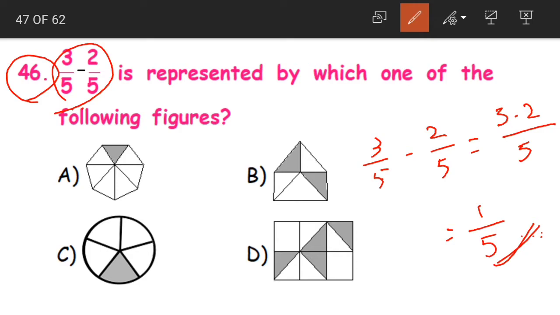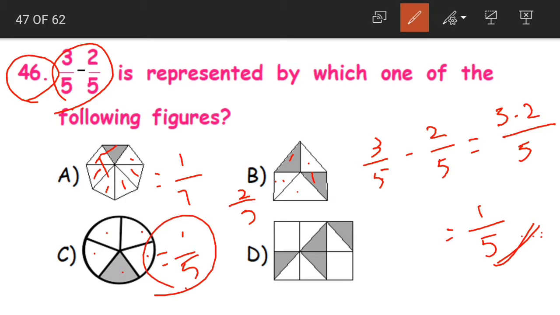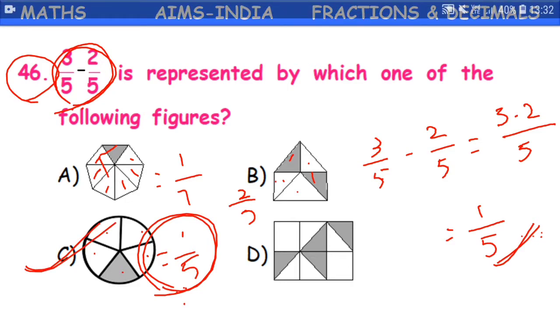Coming to the given figures, what does option A represent? 1, 2, 3, 4, 5, 6, 7. So option A represents 1 by 7. Option B represents 2 by 5. Option C represents 1 by 5. And in the given question also we want 3 by 5 minus 2 by 5, which is nothing but our 1 by 5. So option C becomes our correct answer.